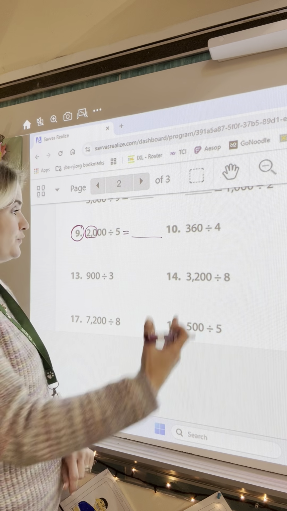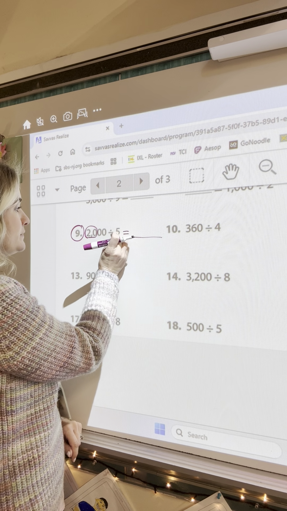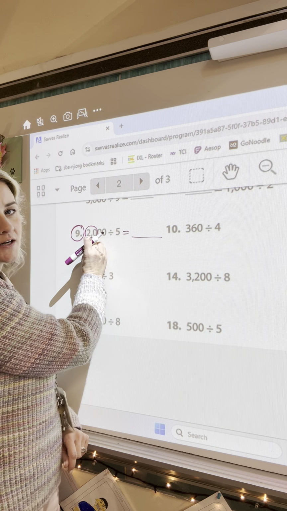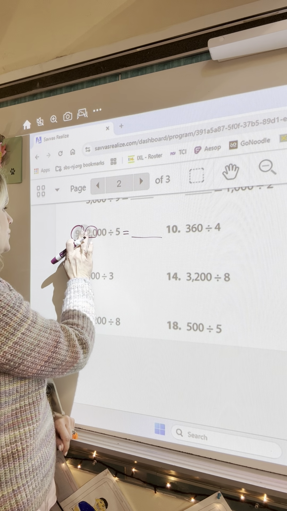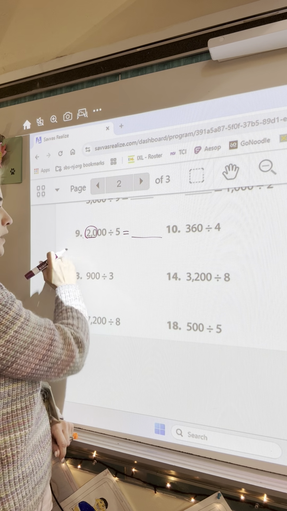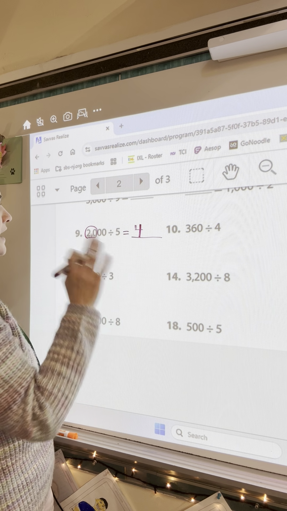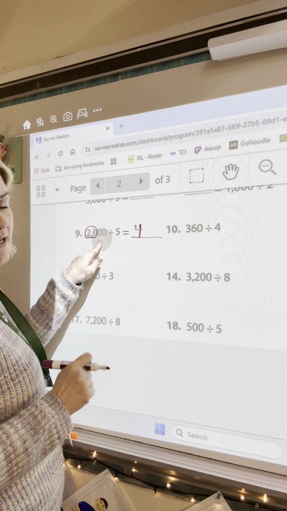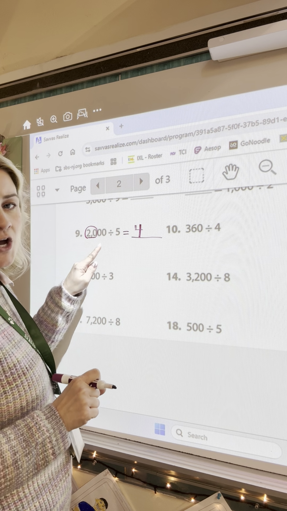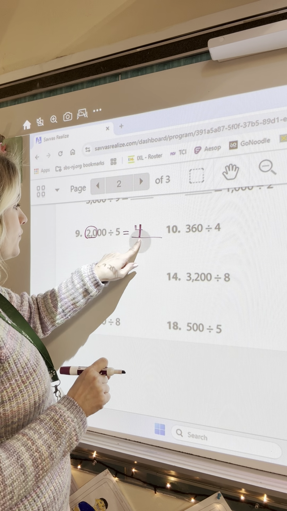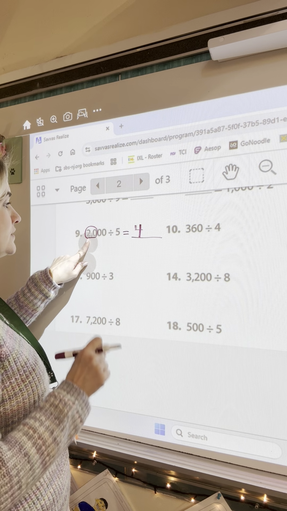Now we're going to ask our brain, what can I multiply by 5 to get a product of 20? So the kiddos should know that this is 4. The reason that we circle the whole 20 is that we're not also going to incorrectly slash the wrong zeros. So the kids now know 4 times 5 will give you a product of 20.